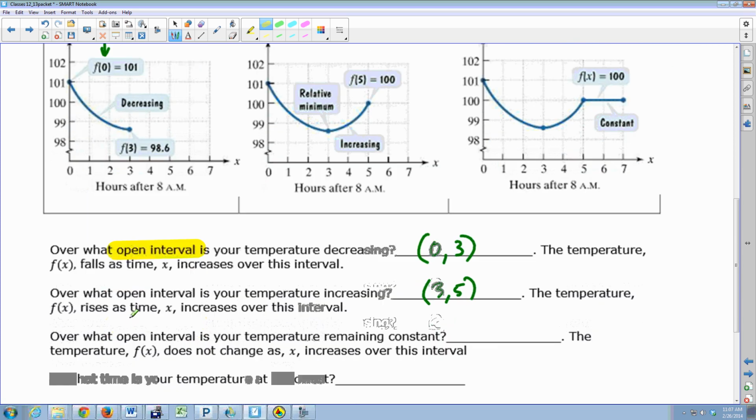And finally, over what open interval is my temperature staying the same, not changing at all? Austin, can you help me with that? It's not changing.